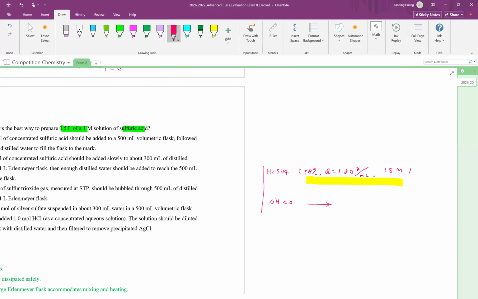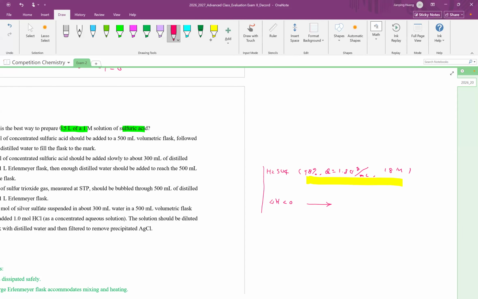A volumetric flask is marked at 500 ml or a liter. As you know, when the temperature changes, the volume will expand or contract. You have to keep it at room temperature. Got it. That's how the flask is made in manufacturing. You set it up. You got it.